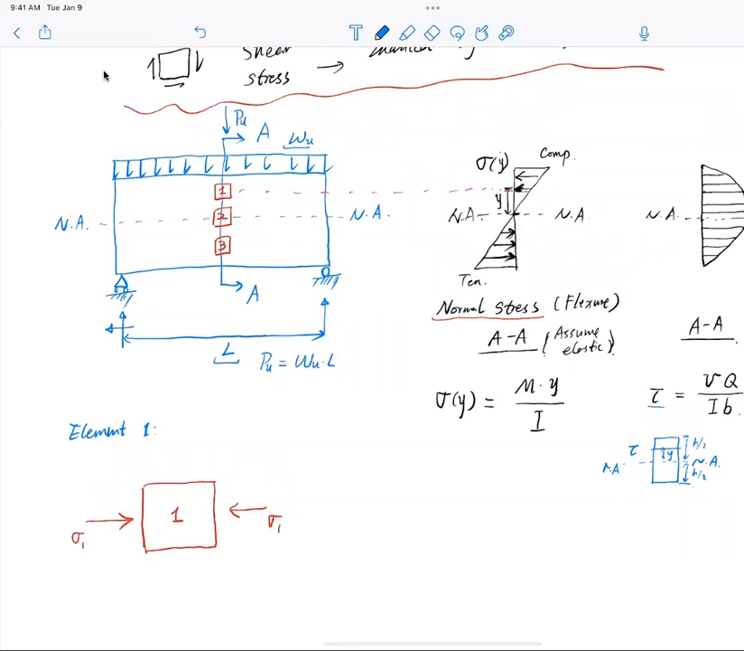Exactly, right? So if that's the case, what would be my reaction force? It'll be your P divided by 2. P divided by 2, exactly. So that is my P divided by 2. Here is my reaction force on the left, and this is my reaction force on the right, and that is also PU over 2. So if this is the case, what will be my shear force at section AA?